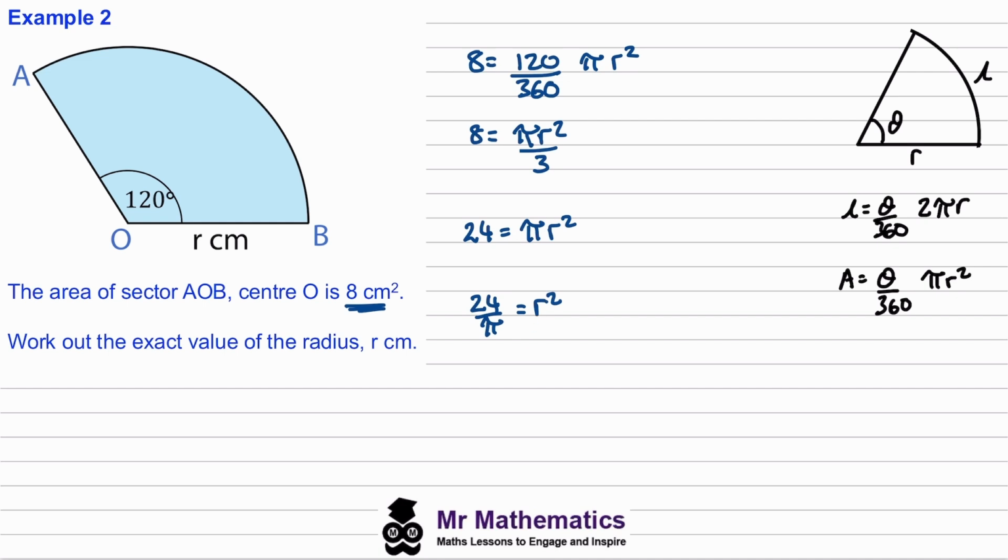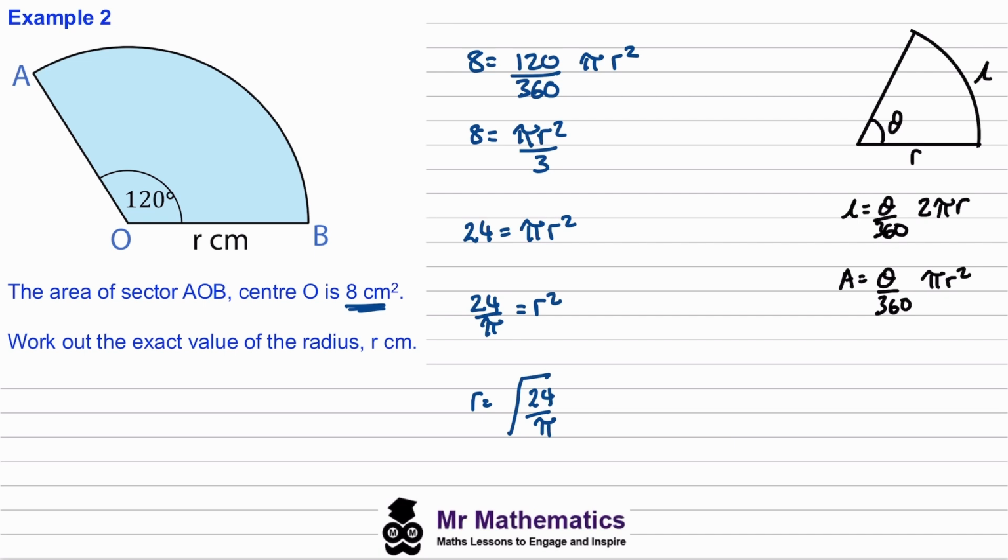And then we can take the square root. We don't need to consider the negative because we know it's a length and it has to be positive. So the radius will be the square root of 24 over pi. Okay? How did you get on with that?